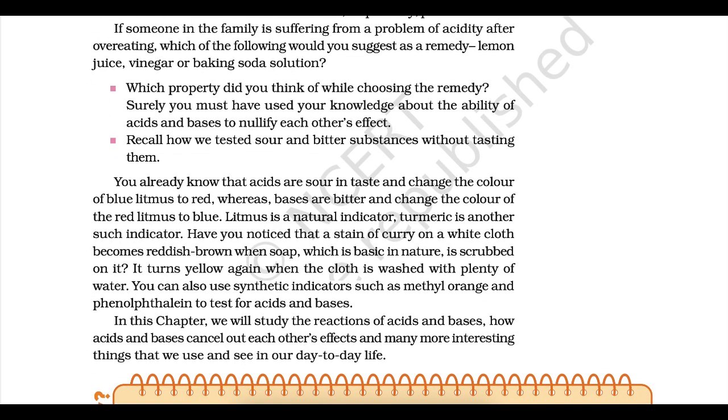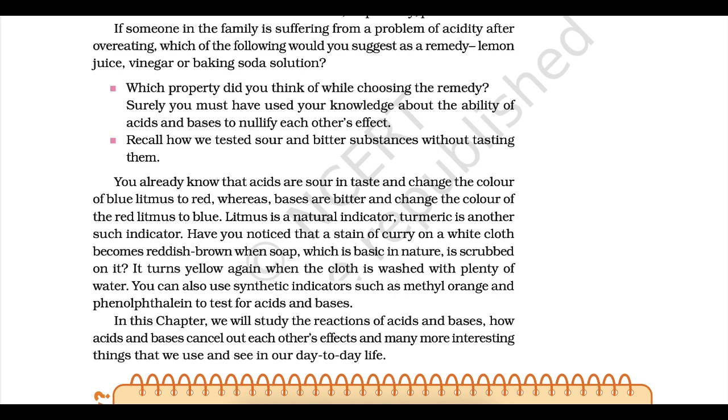Recall how we tested our sour and bitter substances without tasting them. You already know that acids are sour in taste and change the color of blue litmus to red, whereas bases are bitter and change the color of the red litmus to blue. Litmus is a natural indicator, turmeric is another such indicator.